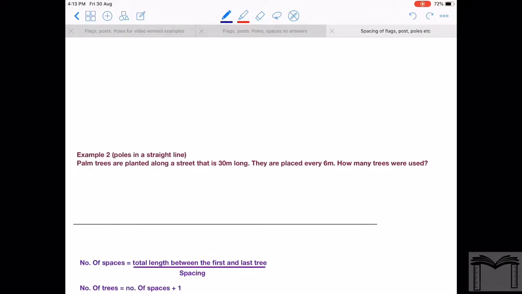So they are telling us that the palm trees are placed every 6 meters. Some other ways that they phrase this is by saying they are evenly placed or evenly spaced, or the distance between them are. So again, I've kept the numbers small in this example so that we can make a quick sketch to illustrate the question and the solution. So I will draw in some palm trees, not the correct amount, and we will put the spacing as 6 meters.